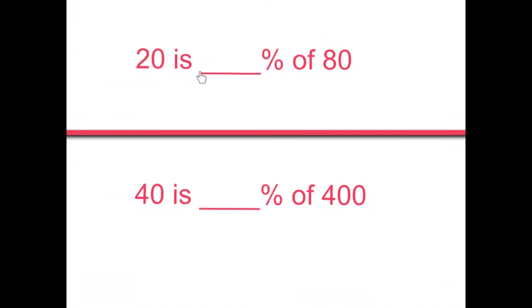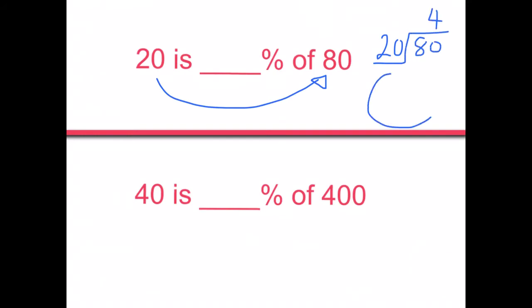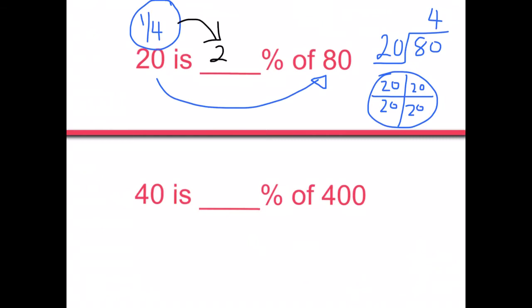20 is something percent of 80. Well, we have to work out how many 20s are in 80. 20 into 80, it goes 4 times. So the whole thing is 80. We know that 20 goes into it 4 times. So that makes 20 1/4 of it. All we've got to do is put 1/4 as a percentage. 25%.